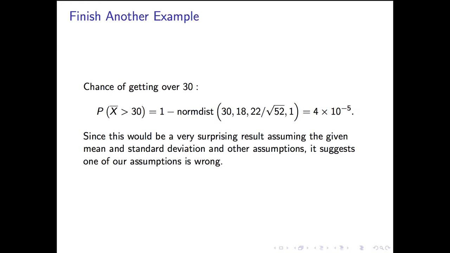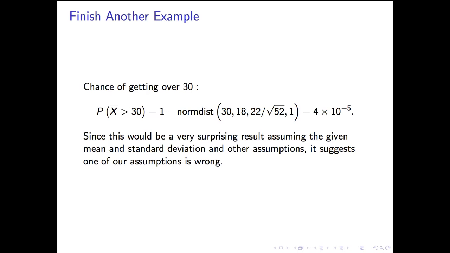But another way to say it is, what's the chance of getting something as big as 30? What's surprising about 30 is how big it is. What's the chance of getting something that's at least as big as 30? 30 or higher, well, that's 1 minus norm dist of 30, with all the other things the same, and that works out to 4 times 10 to the negative fifth, so 4 chances out of 100,000.